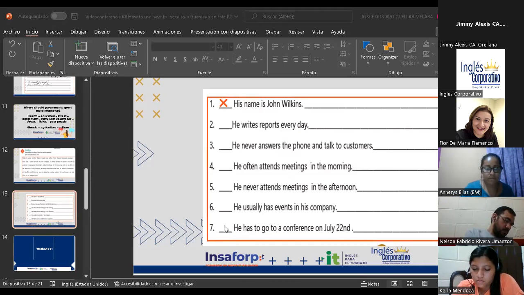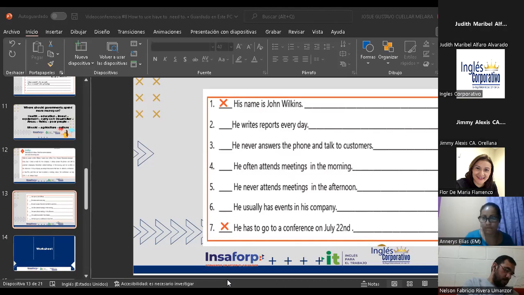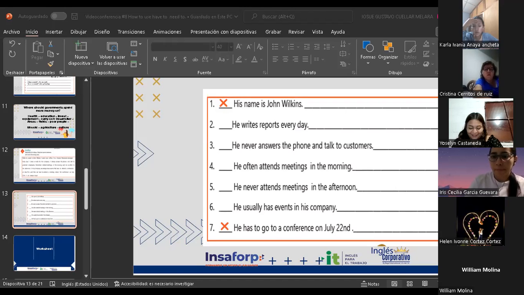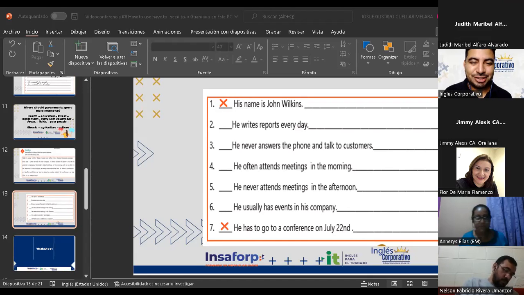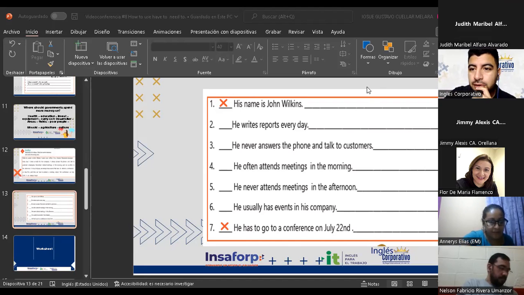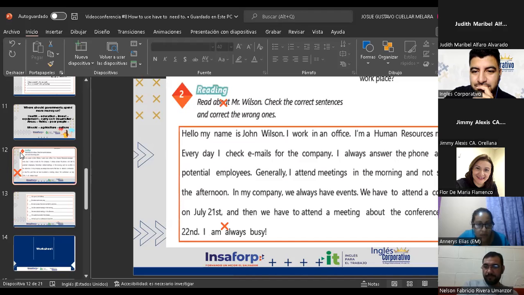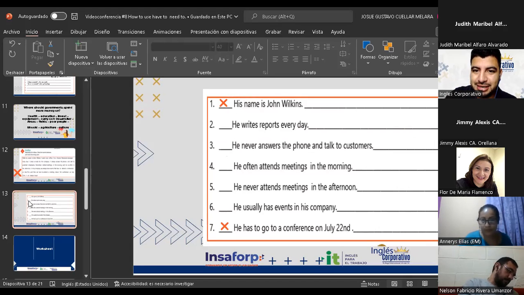Okay, any other volunteer? To unmask this false information. Judith. Number two. I need you to read the sentence and then tell me if it's true or false. He drives reports every day. It's false. Are you sure? Yeah. When would it be then? He checks emails for the company every day. Exactly. He checks emails. He doesn't write reports.